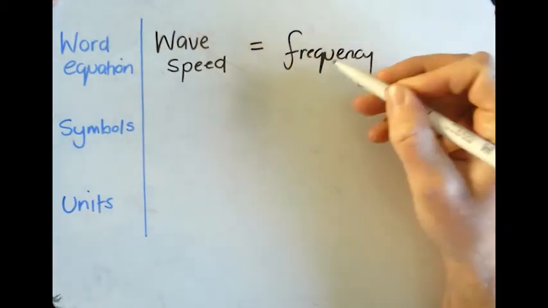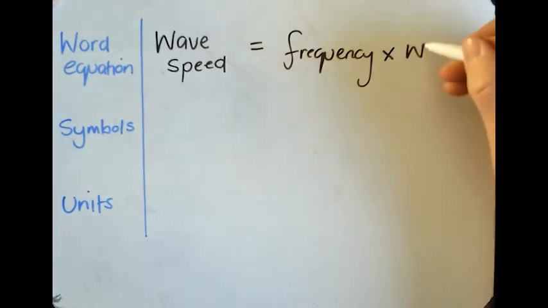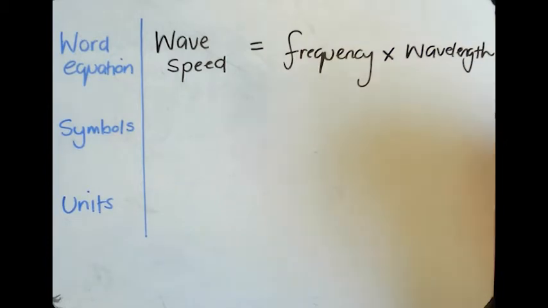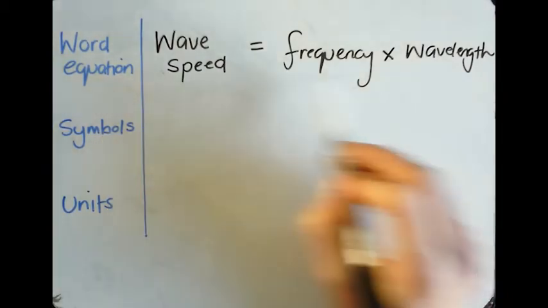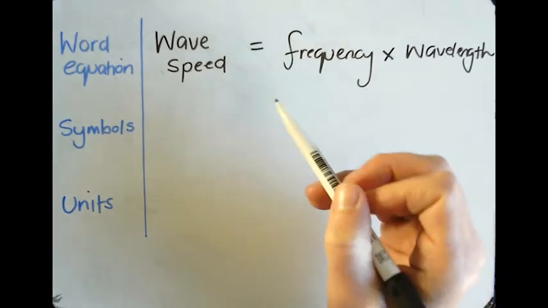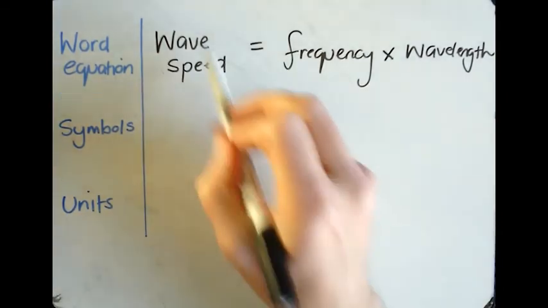So remember, frequency is the number of waves per second, and frequency times wavelength. And wavelength is the length of the wave in meters. So we also need to write it in symbols, because if we write this out every single time, it's just going to take a lot longer than it needs to. So in science, we use symbols in order to represent words.